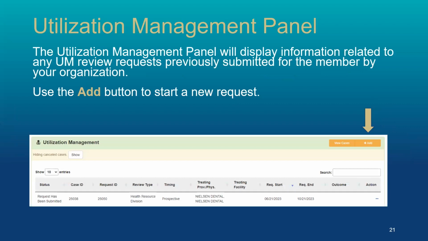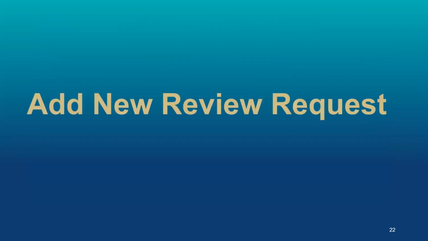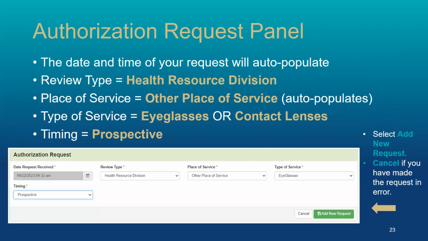Okay, so we are at the point where we have the right person, we've checked everything out, they've got eligibility and we're ready to get a request submitted. There hasn't been one submitted for this person yet. So in the utilization management panel on the right-hand side, we're going to click the add button to get started. And we're going to add a new request.